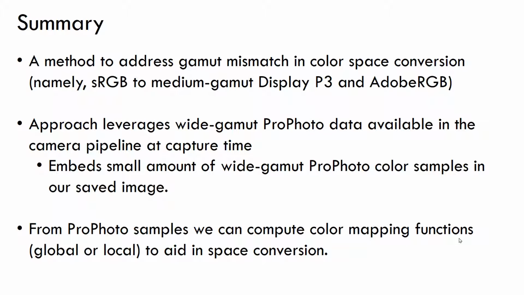Okay, to summarize, we presented a method to address gamut mismatch and color space conversion, and namely we looked at how to go from sRGB to medium gamut color spaces display P3 and Adobe RGB. Our approach leverages wide-gamut ProPhoto data that's available in the camera pipeline at capture time. We extract this and we embed a small amount of this wide-gamut ProPhoto color data inside our saved images. And from these ProPhoto samples, we can compute color mapping functions, both global or local, that can aid in the color space conversion, and we show the type of improvements that can be made with that strategy.